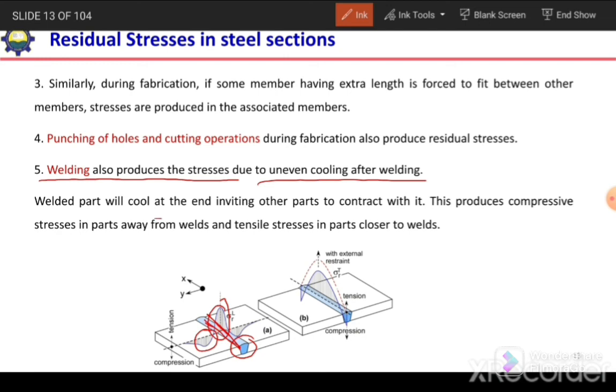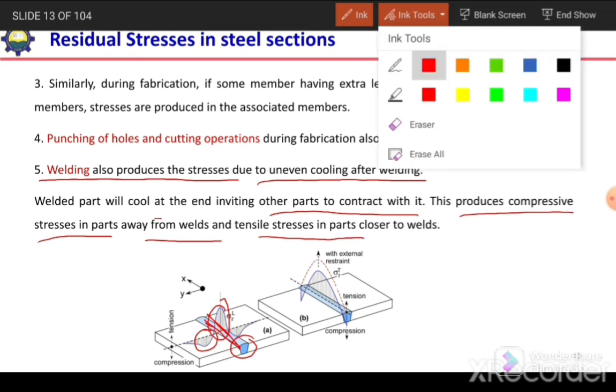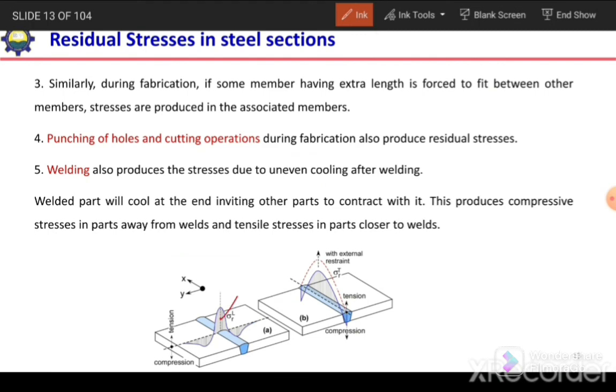So welded parts will cool at the end, inviting other parts to contract with them. This produces compressive stresses in parts away from the weld and tensile stresses in the part closer to the weld. So closer to the weld there will be tensile stresses, and away from the weld there will be compressive stress.